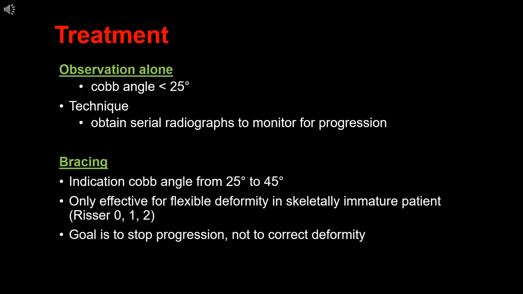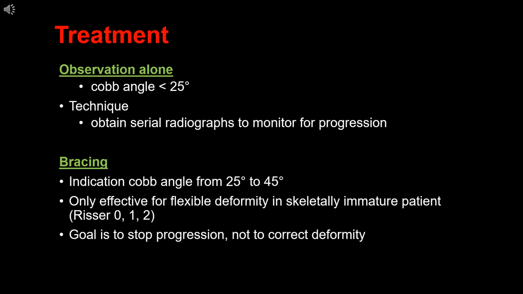Coming to the treatment, observation alone is indicated if the Cobb angle is less than 25 degrees. You have to obtain serial radiographs to monitor further progression, and bracing is indicated if the Cobb angle is more than 25 degrees and less than 45 degrees. Bracing is only effective for flexible deformity in a skeletally immature patient. It has no role in congenital scoliosis. The goal is to stop progression, not to correct the deformity.